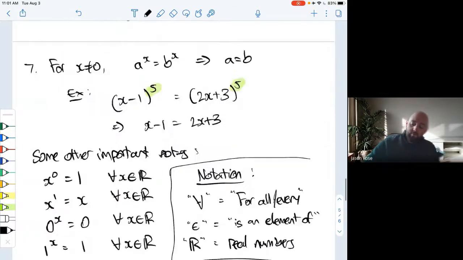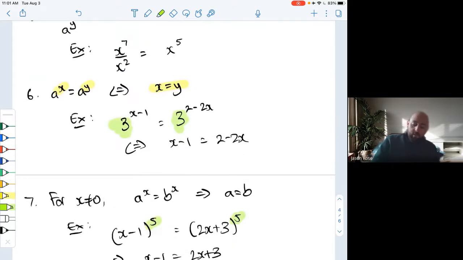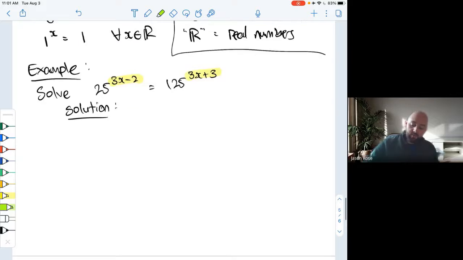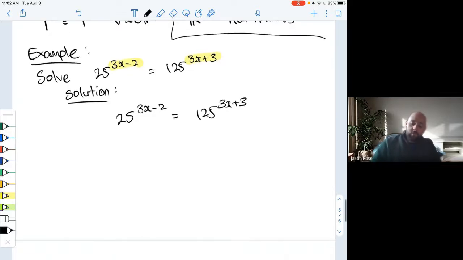The problem that I see though is that you need the base to be the same. It has to be the same base, otherwise you can't apply that rule. So that's what we have to do next. We have to find a way to make the base be the same. Right now we have 25 to the 3x minus 2 being equal to 125 to the 3x plus 3. We would want those to be the same base. Now, what is the number that I want to use if I'm going to try to make those the same base somehow?